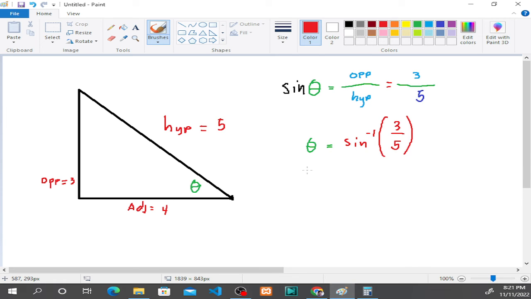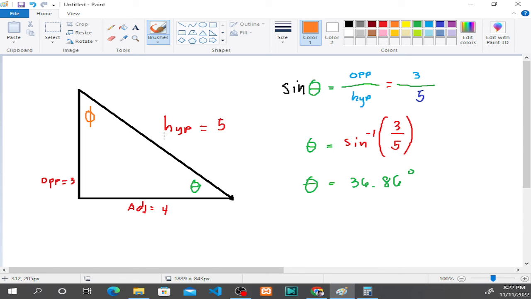Alright, so theta right here, we use the green one, has a value of 36.86 degrees. That's how we get theta. How about the other angle? Let's say, for example, I want to know this angle. Let's say I name this angle phi. I need to know the value of this angle phi.